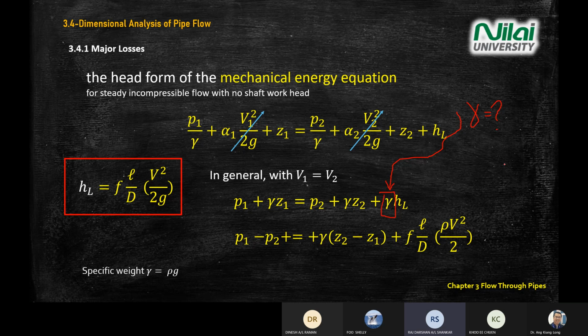Sir, is that steady incompressible flow? Dinesh, just now I asked you the same question. What is this gamma? The incompressible flow, sir. No. So what is the answer? Specific weight, sir. This one is specific weight. The answer is on the screen. Okay, this specific weight equals rho g.